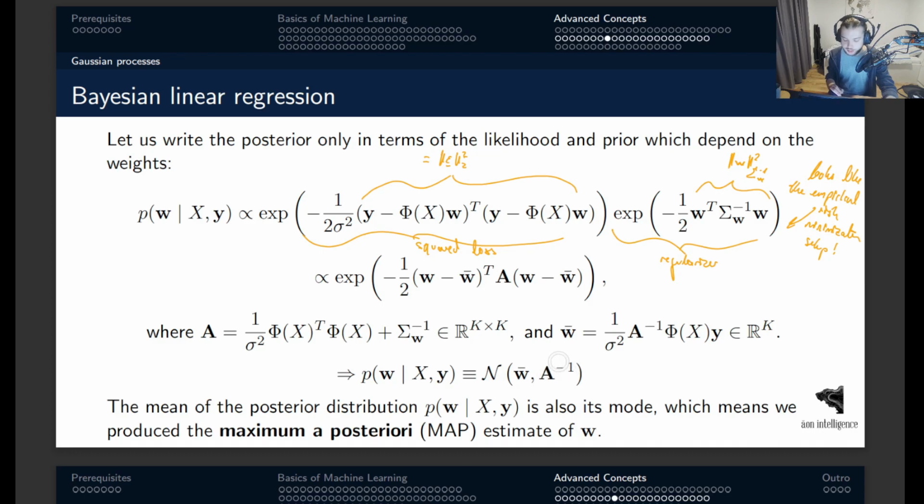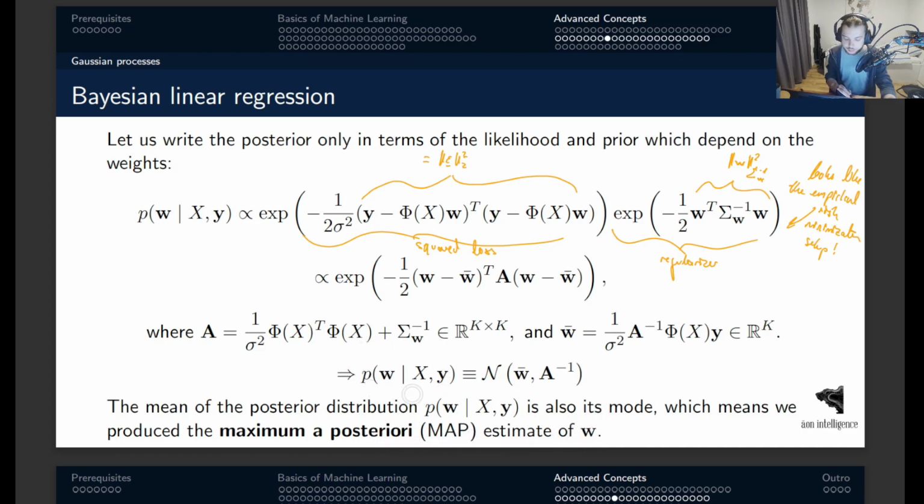And the inverse of A is the covariance matrix of this multivariate Gaussian density. Think about it: for a multivariate Gaussian density, you have the highest probability at the expectation, the mu vector, and in this case it's W bar. This will be the mode of the posterior, and in Bayesian optimization lingo, we have found the so-called maximum a posteriori, the MAP estimate, of our parameter vector W.